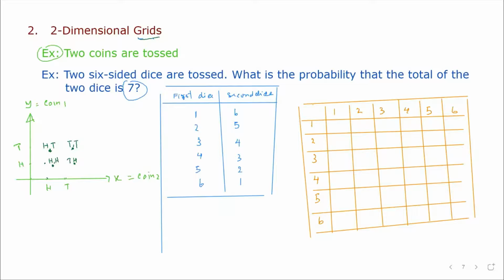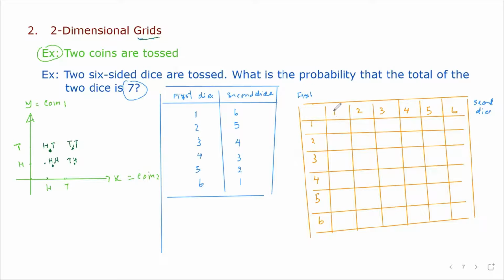If I use two colors, then you can see this one can say the first of the two dice, right? Two 6-sided dice. So this can be the first die. This one becomes the first die, and this side becomes the second die.